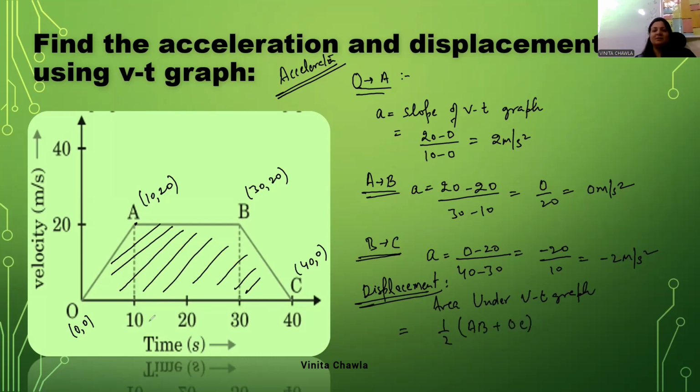Let's take this point as D. So the distance between the parallel sides is AD. Half, AB is 30 minus 10, it's 20. And OC is 40, and AD is 20. So distance covered is 600 meters. Sorry, displacement. Displacement is 600 meters.